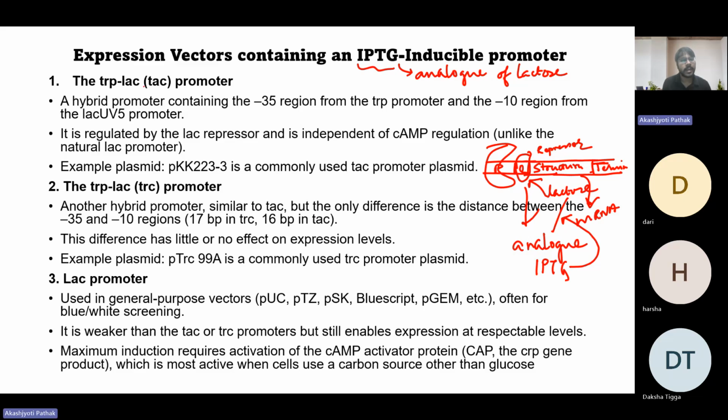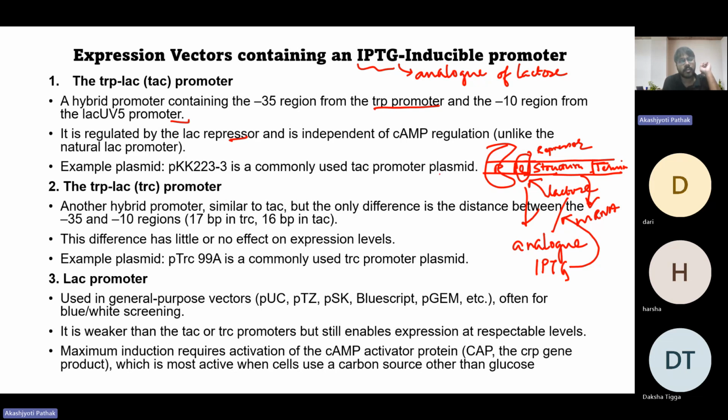Okay, so what is this TRP lac promoter? This is also called the TAC promoter. It is a hybrid promoter containing the -35 region from the TRP promoter and the -10 region from the lac UV5 promoter. It is regulated by the lac repressor and is independent of the cAMP regulation. So what is the example plasmid? pKK223-3 is a commonly used TAC promoter plasmid.